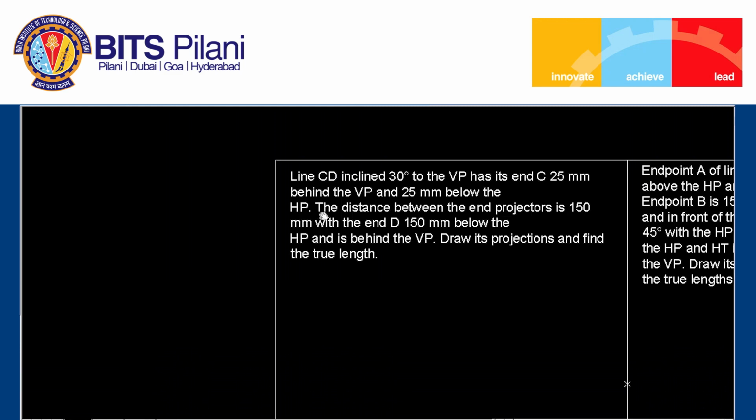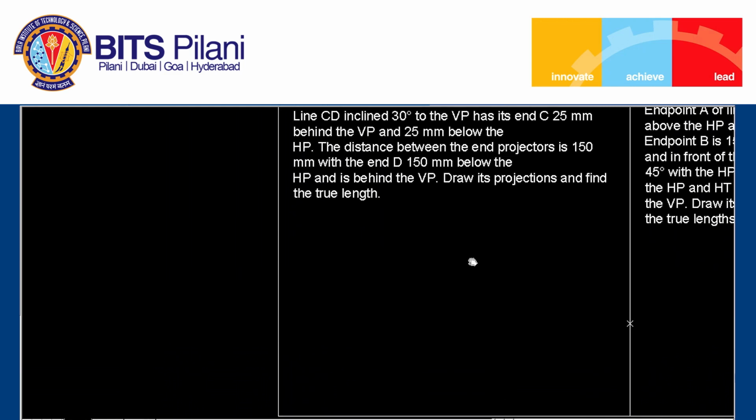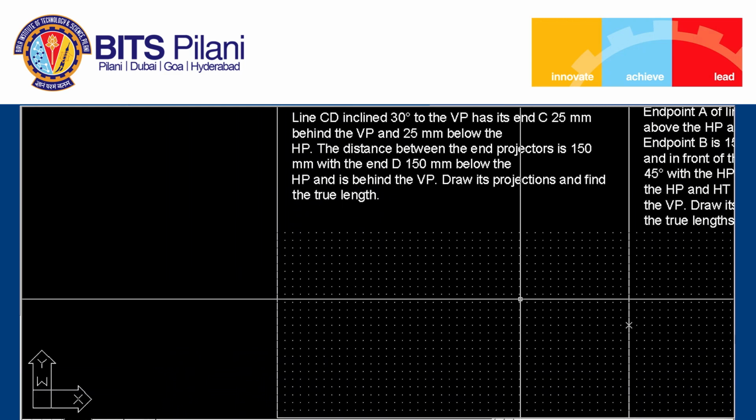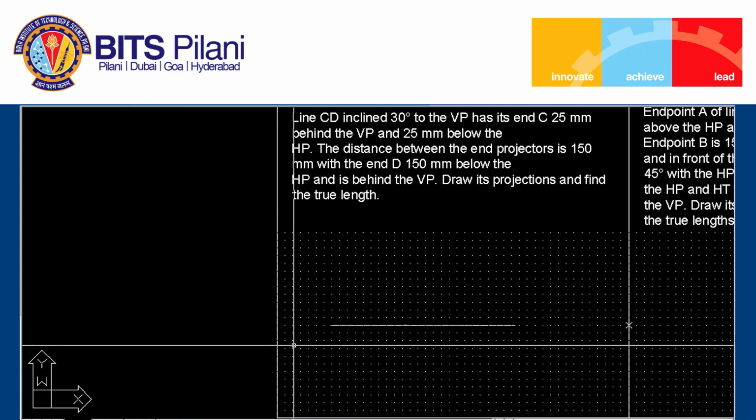third quadrant. The distance between the end projectors is 150 millimeter, with end D 150 millimeter below HP and behind VP. So how much millimeter it is behind VP, that is not specified, but it is given that it is 150 millimeter below HP. So point D is also in third quadrant, and we have been asked to draw the projections of lines and find its true length. So let us first draw the XY line. So XY line is drawn.